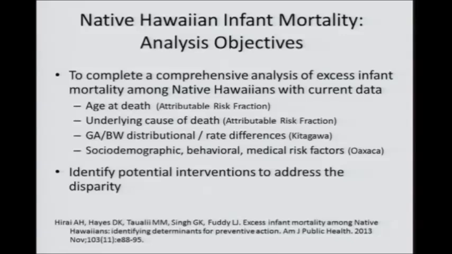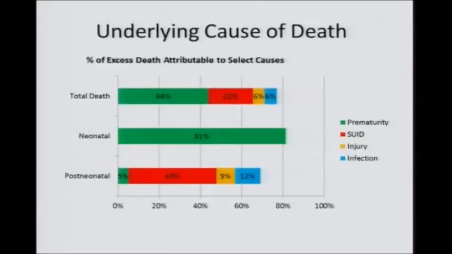So I'm just going to show an example, I guess kind of the grand finale of an analysis that I looked at, excess infant mortality of Native Hawaiians compared to whites in Hawaii. And I used a lot of these things we've just discussed, attributable risk fractions, Kitagawa and Oaxaca. And ultimately, the goal is to identify potential interventions to address those components of the disparity.